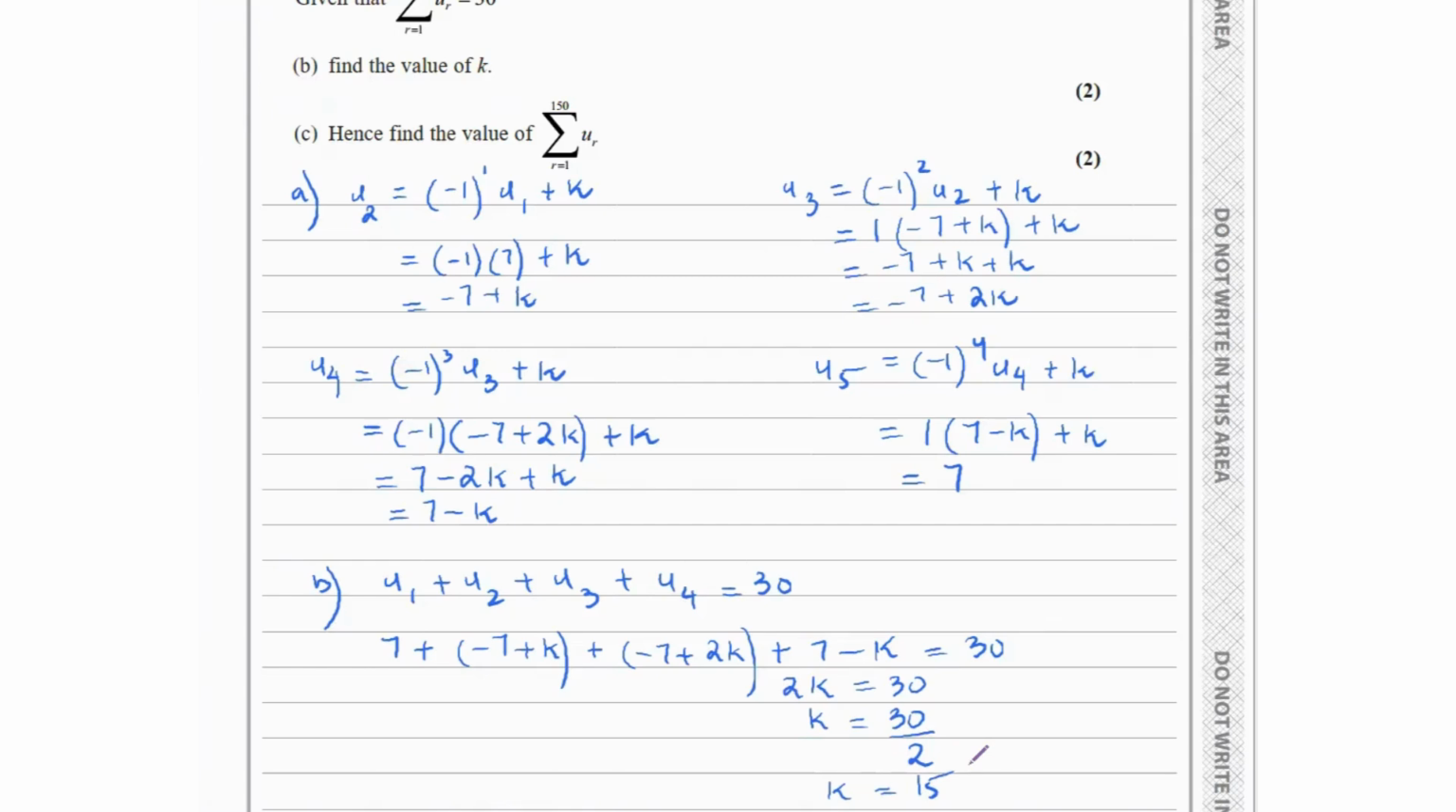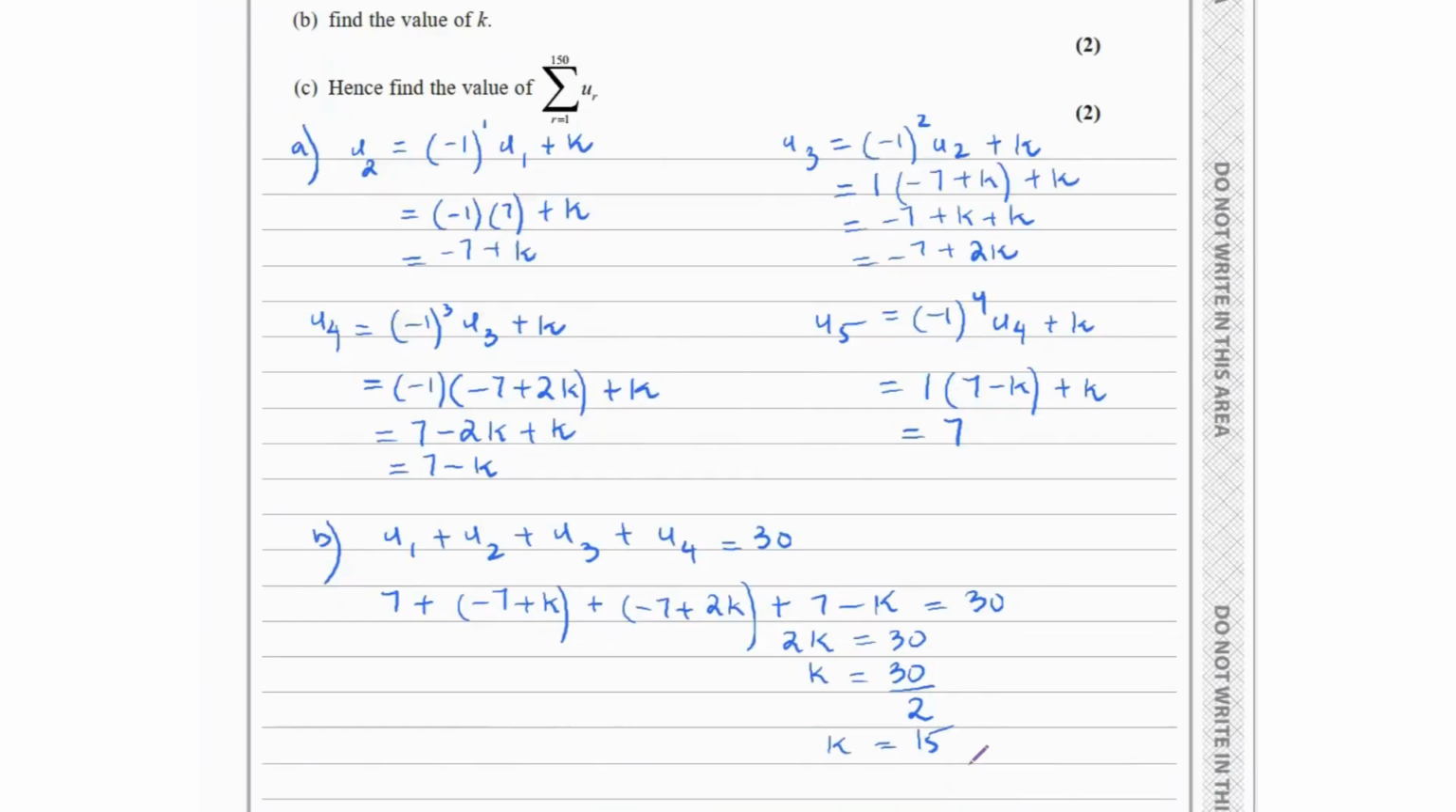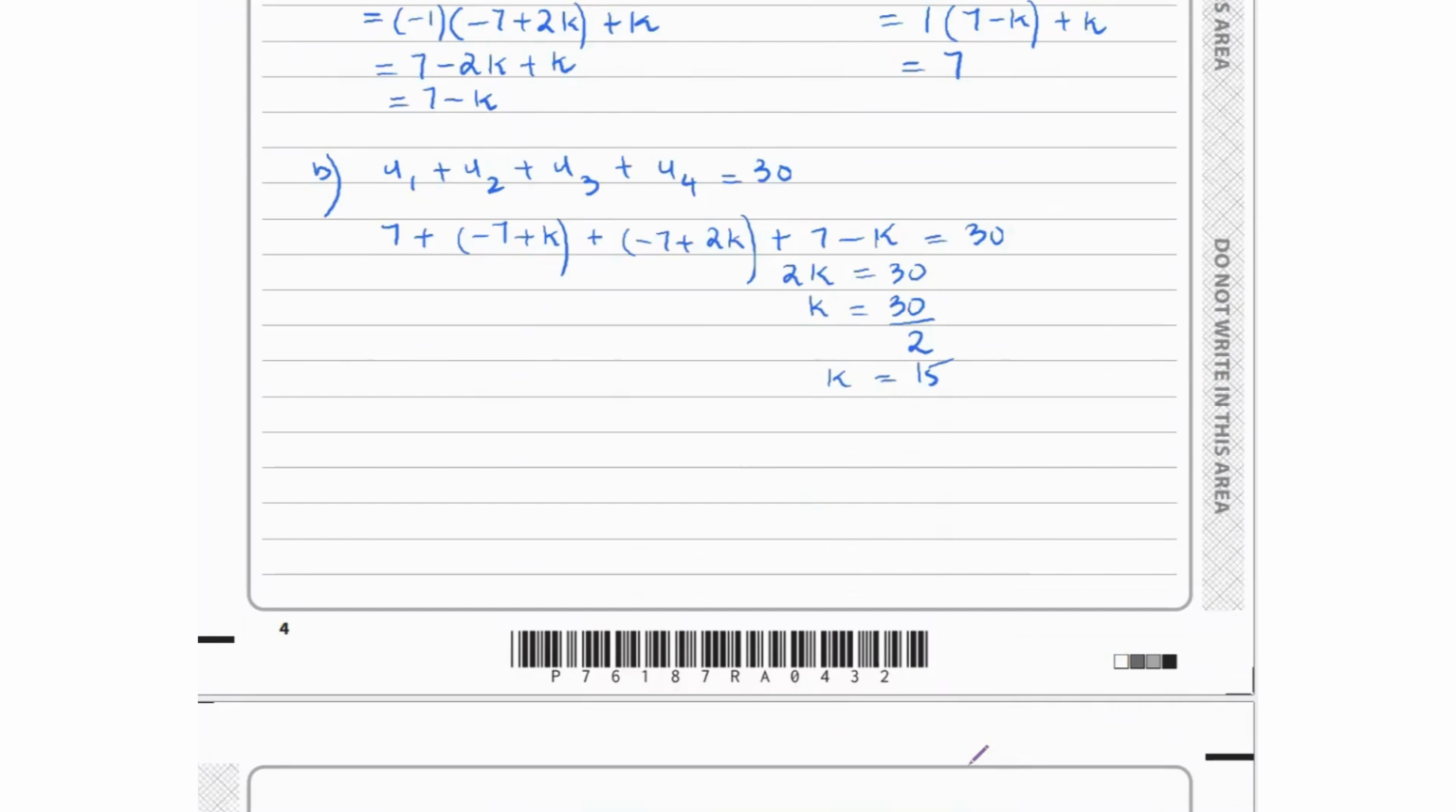Then it says hence find the value of the sum of ur from r equals 1 to r equals 150. So all of the terms starting from u1 to u150 are being added now. So for that, you need to realize the sequence we're following over here is 7, then negative 7 plus k, negative 7 plus 2k, then 7 minus k, and then 7 is being repeated again. Since we found the value of k, let's plug that in and see what the numerical values are for each term.